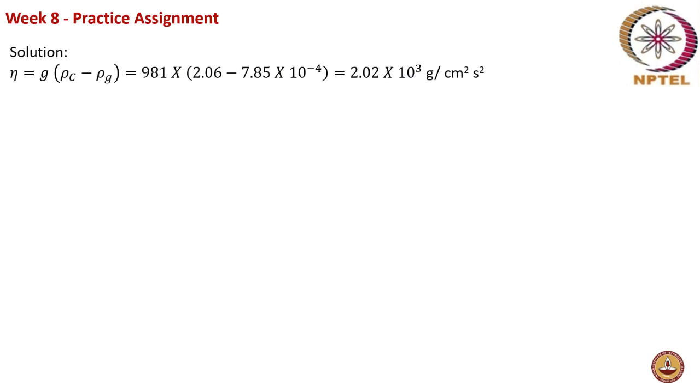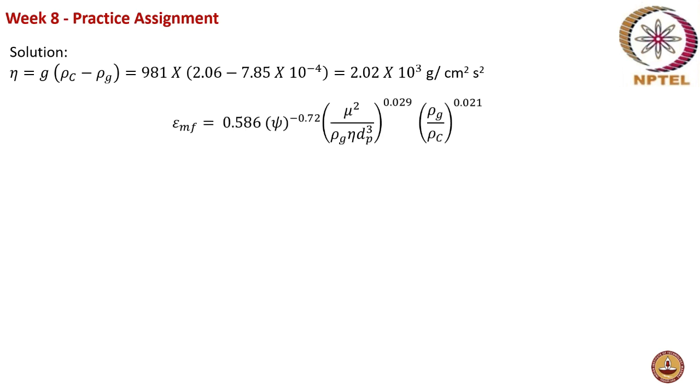Here again, we have to find out the gravitational parameter eta, which is equal to g times (rho_c minus rho_g). We have g value 981, rho_c is given as 2.06 and rho_g is 7.85×10⁻⁴. So, we end up with eta equal to 2.02×10³ gram per centimeter square second square.